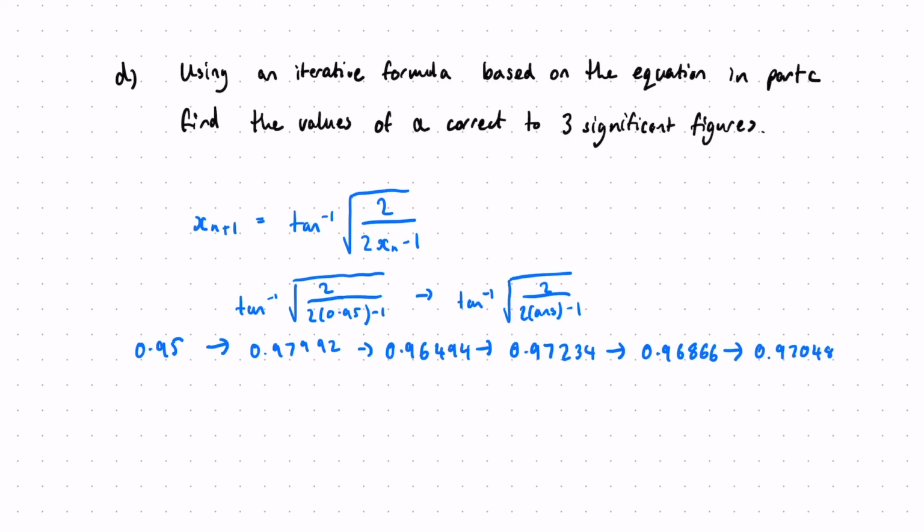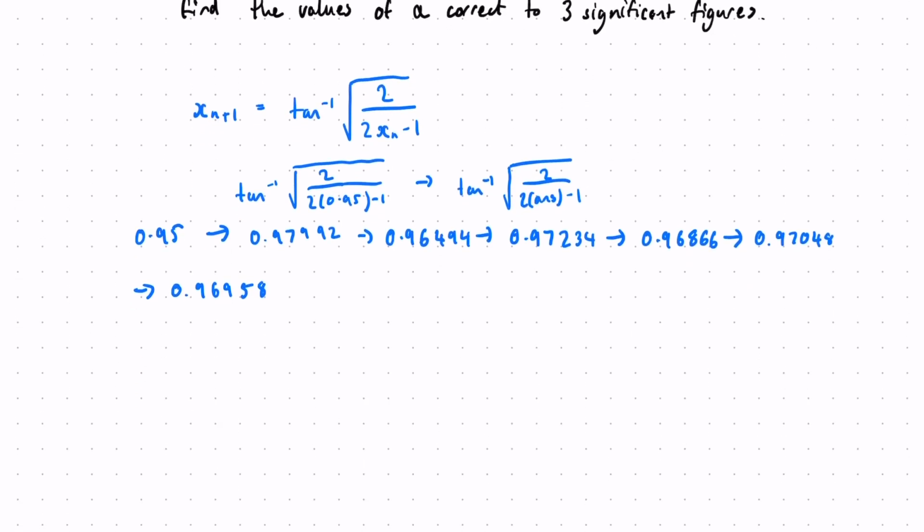0.96866 and 0.97048 are very close in terms of 3 significant figures. Going to press it again. I get the value 0.96958. Well, to 3 significant figures, this is 0.970. To 3 significant figures, this is also 0.970. So 0.970 seems to be the correct solution for alpha. So alpha seems to be 0.970 to 3 sig fig.